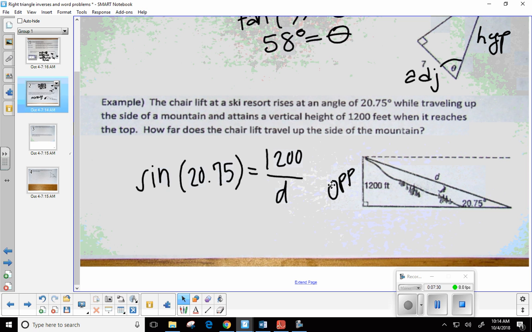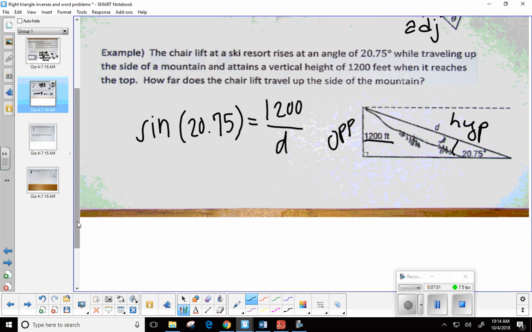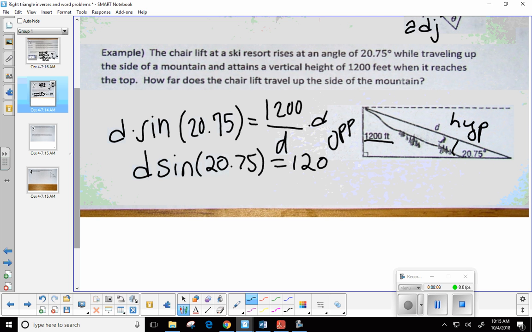So as we can see by Brunda, we're given this angle right here, this 20.75, and from that we have the opposite, which is this 1,200 feet, and then we're trying to find the hypotenuse, which is D. And so it's set up by this right here. We'll do a little bit of algebra to get the D by itself so we can solve it. So we'll multiply the D. That gives us D sine 20.75 equals 1,200. And then divide the sine equals 1,200.